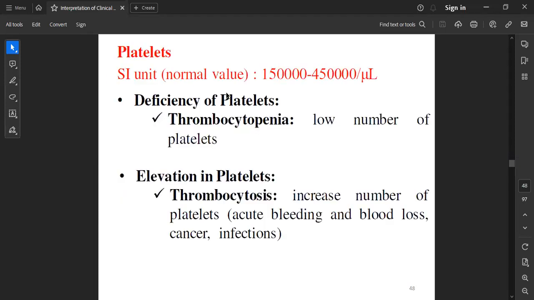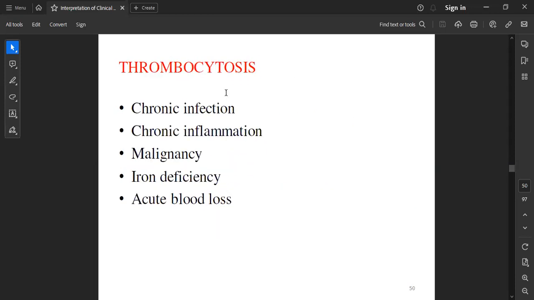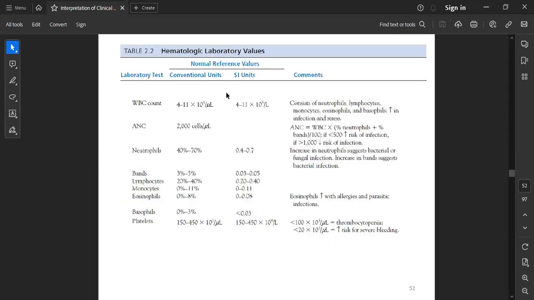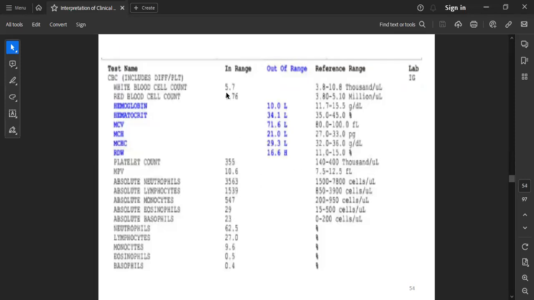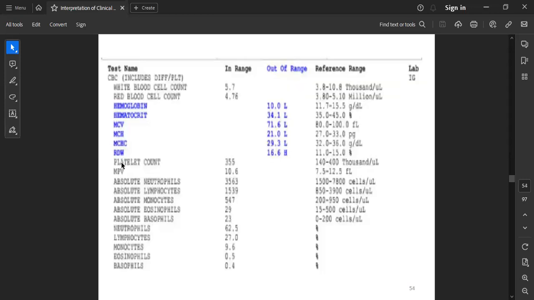We've talked about platelets, so I don't think I'll go into it again. Talked about PT. Things we've talked about. So CBC with differential just means you've done all of these individual cells, especially for the white blood cells. And these are just sample results that you can try to interpret.